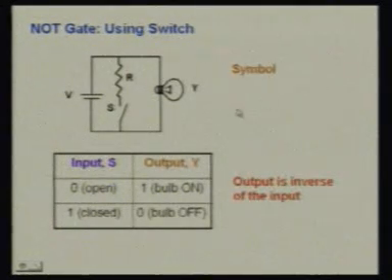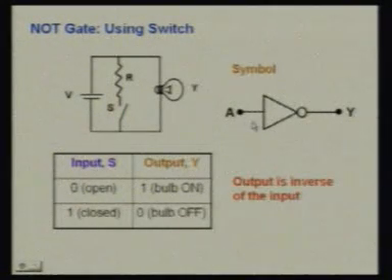The symbol for the NOT gate is this. Here, unlike the OR gate and AND gate, we have a single input and a single output. This bubble, this circle, at any electronic device in a digital system, as we will see later also, will invert the input. So this is the symbol for the NOT gate.